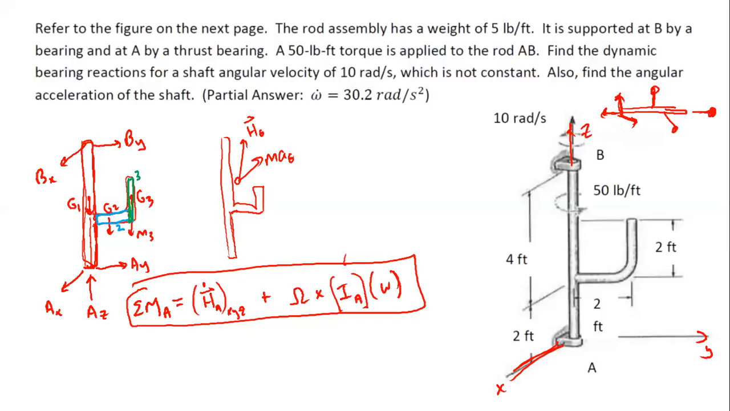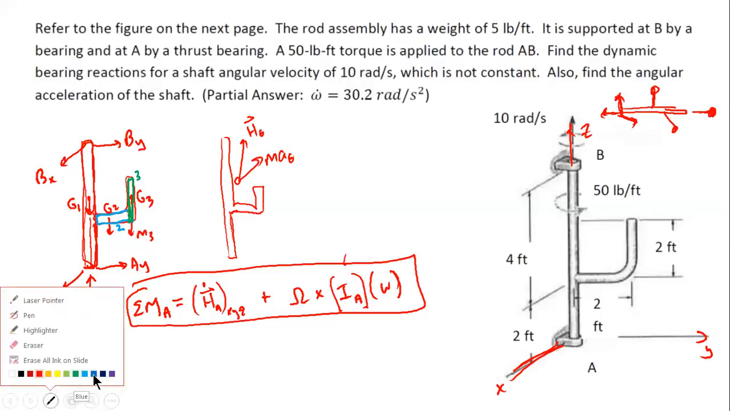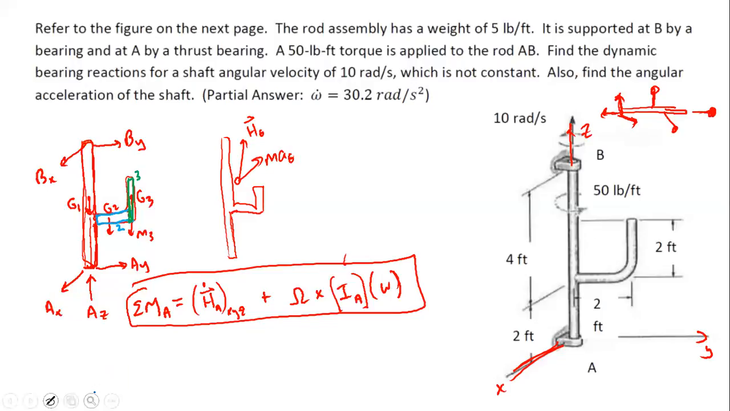So I have the XYZ. Let me, hold on for a second. Let's break this out a little bit. What's my omega going to be? What am I going to have for my omega? The 10 rate. Yeah, so that 10, which direction is that in? Positive Z. Yeah, so I'm going to do a 0, 0, 10.